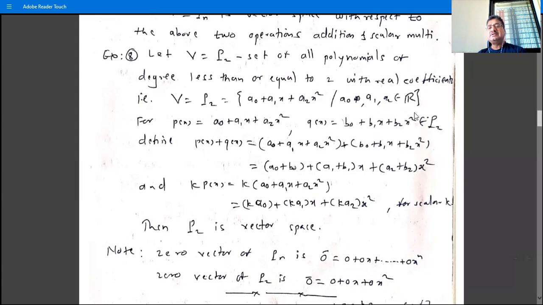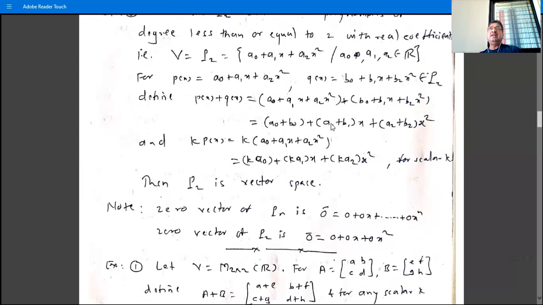If P(x) and Q(x) are elements of P2, then P(x) plus Q(x) is again an element of P2, because P(x) plus Q(x) is a polynomial of degree less than or equal to n with real coefficients. And so this P2 is closed for addition.